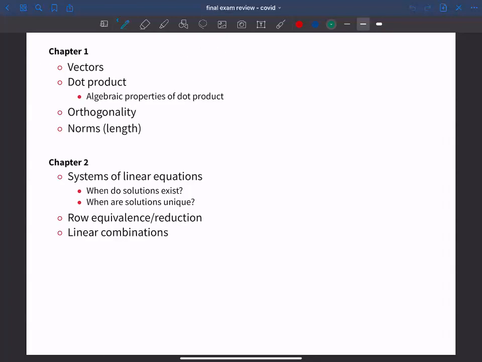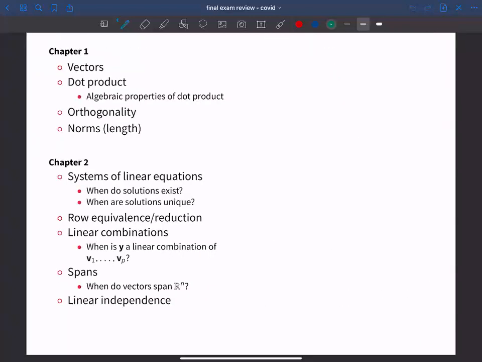Then we saw linear combinations show up for the first time in chapter 2. One key question we could ask is, how do you tell if a vector y is a linear combination of some other vectors, v1 through vp? We talked about spans, and the important question there is, how do you tell when vectors span all of Rn? These are a few key questions that we can bring up.